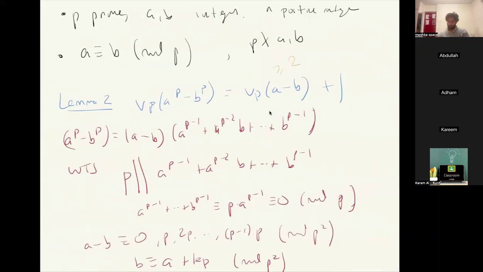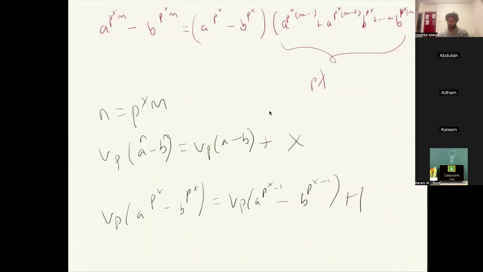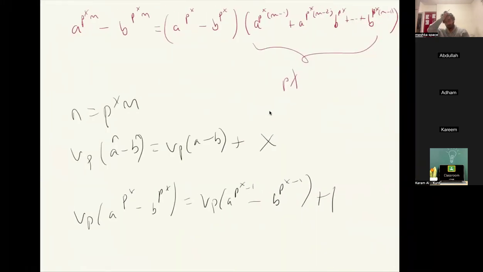This is the one we were proving here, right? So the lemma 2, this one. Yes. We are applying it to a to the p to the x minus 1 and b to the p to the x minus 1. And then it gives this, right? Yes. And then we keep applying, right? So then this is equal to vp of a to the p to the x minus 2 minus, okay, like this, and then plus 1. And you just get 1 each time you multiply by p.